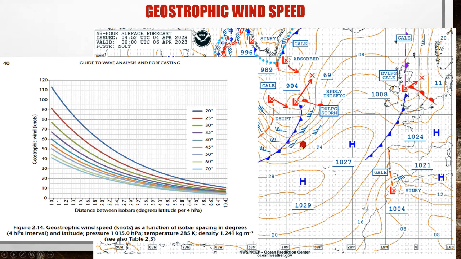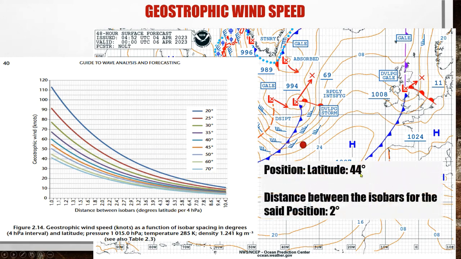We have a surface chart here. That is our position. So first of all, the position is 44 degrees. The distance between the isobars for this position is 2 degrees. That means we are measuring from here to here. That is the distance. It's 2 degrees, and not in hectopascal, in degrees. So with this, we are now entering this diagram. So the 2 degrees, and then here it intersects.